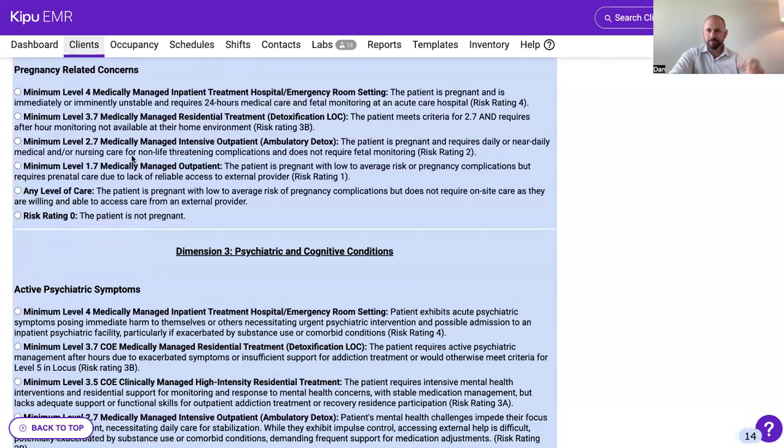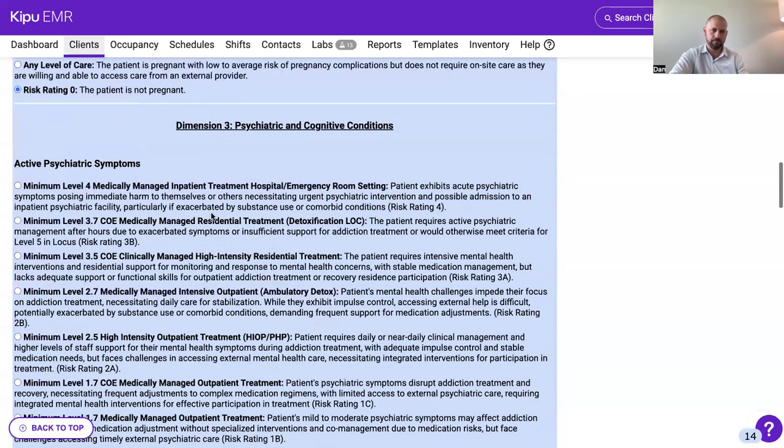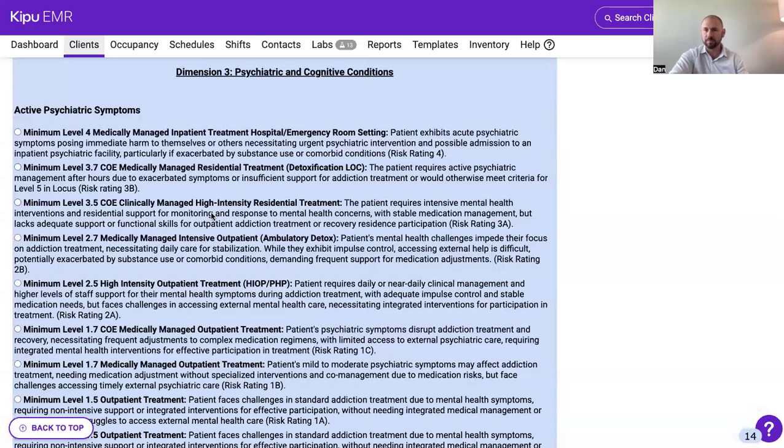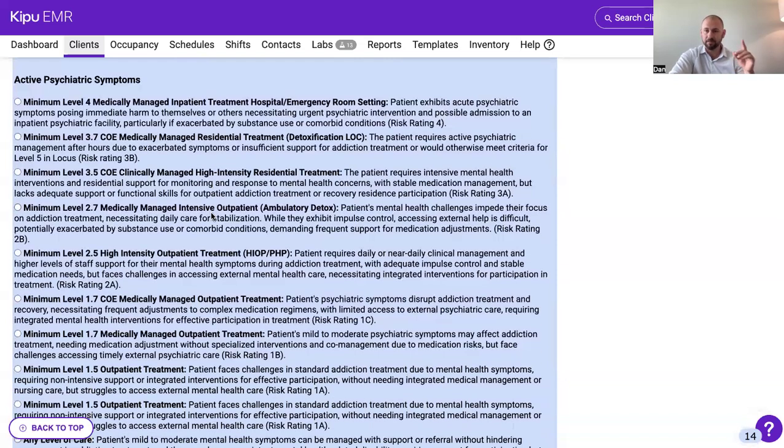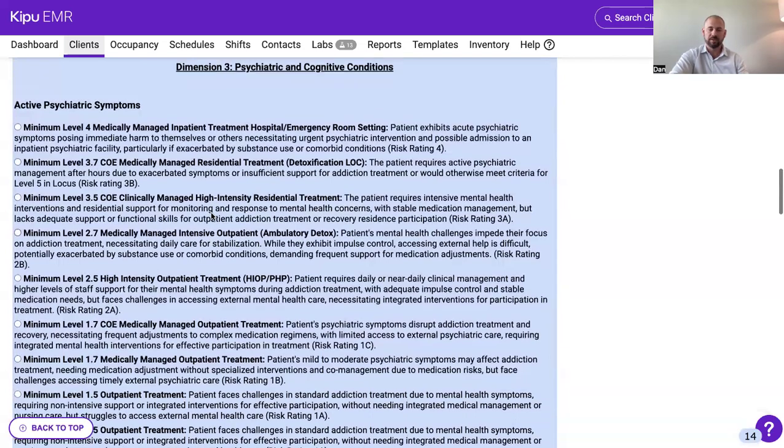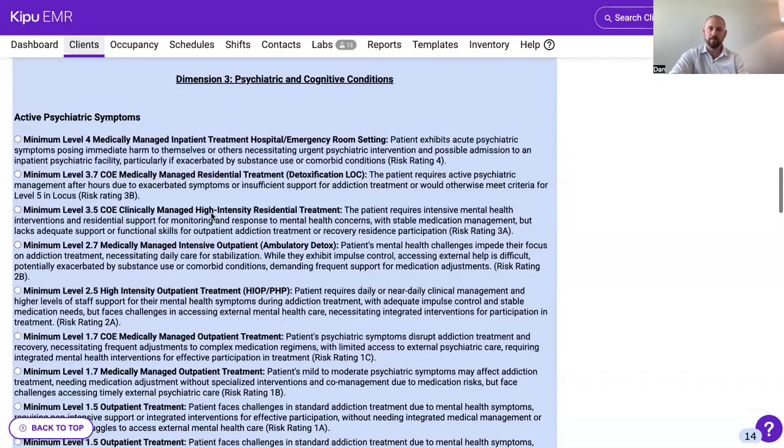Pregnancy related concerns, again, gender specific, and you'll ask them all about that. But risk rating 0 will be for, whatever, 99 out of 100 clients. But we will have clients who are pregnant, and that's a big deal. Helps us work with them longer, and we can really do amazing work, especially case management wise.